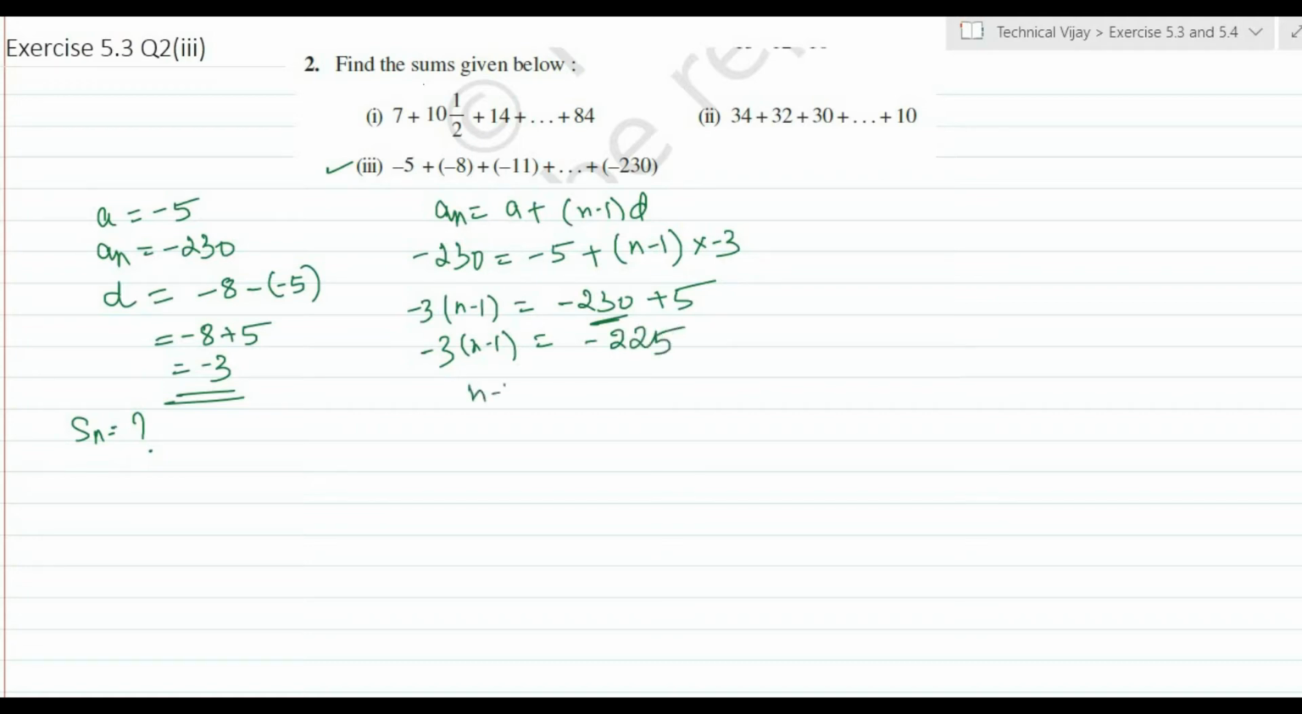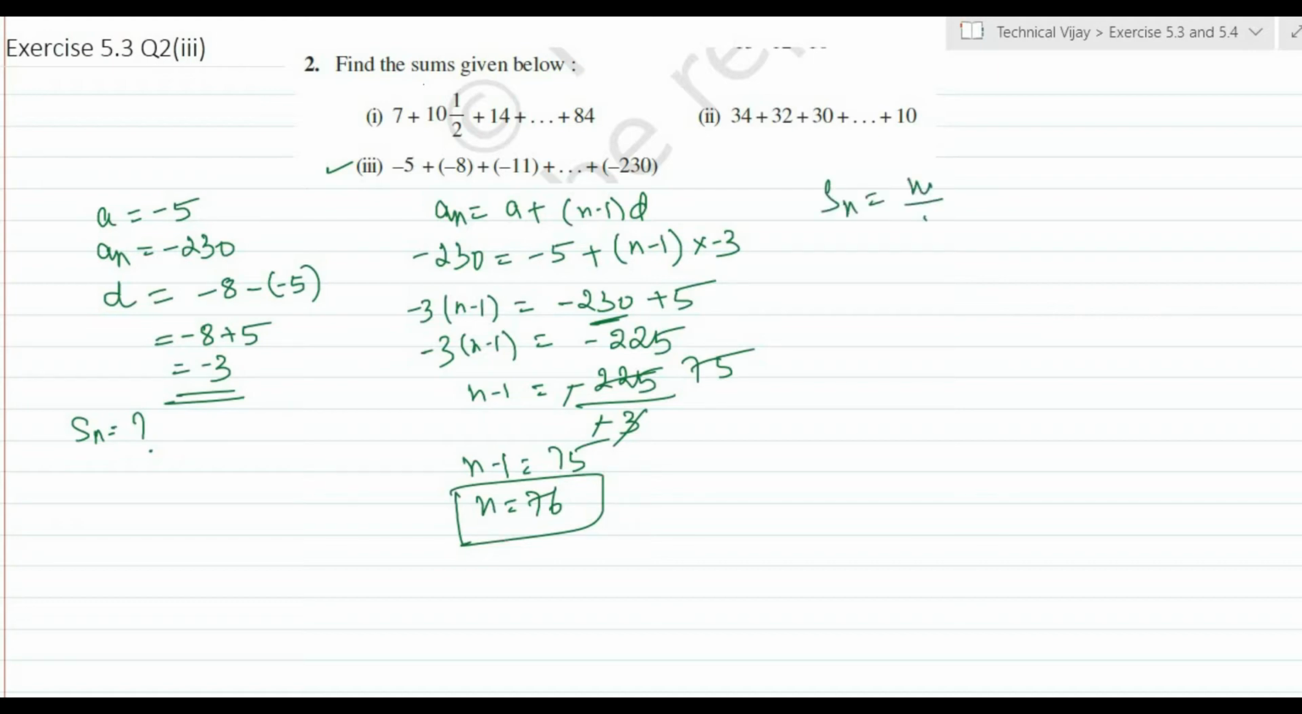Okay. So n minus 1 is equal to minus 225 divided by minus 3. The minus signs cancel. 3 ones are 3, 3 sevens are 21, 3 fives are 15. So n minus 1 is equal to 75. Okay, n is equal to 76. So after finding the n value, we have to calculate the sum. The sum is equal to the same formula, n by 2 into 2a plus n minus 1 into d.